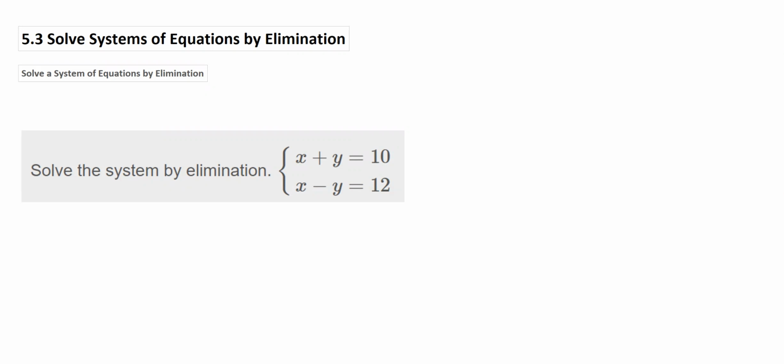Okay. So another name for the elimination method is also addition method. So I'll just write that here. Meaning we try to eliminate by adding the two equations. Okay? So let's call this equation 1 and equation 2.